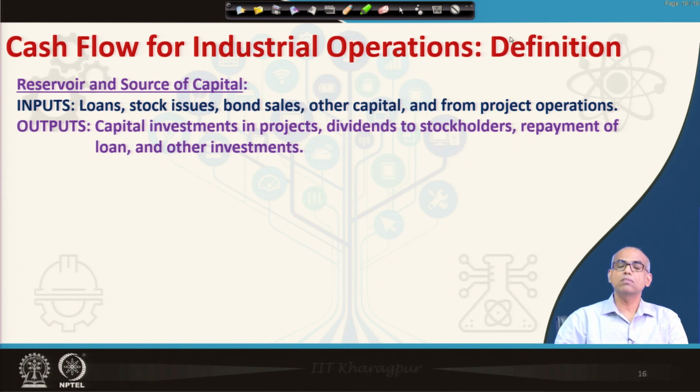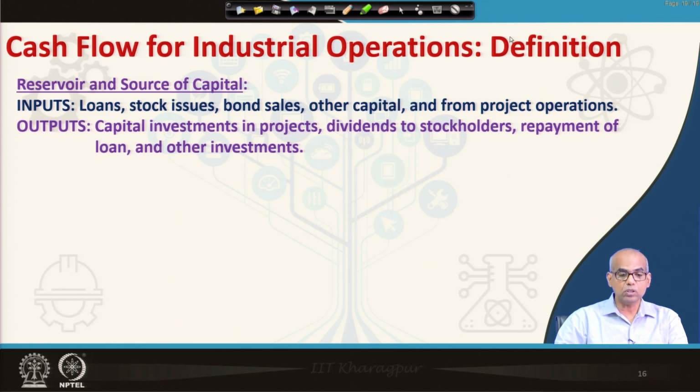So, we start with a reservoir of fund or source of capital. How do you build this source of capital? What are the inputs to it? You can take loans from investors or banks, stock issues, bond sales, other sources of capital. Stock issues means shares; your company can issue shares to the market. The public in general can buy shares and you will get money to invest in your plant. And also from project operations.